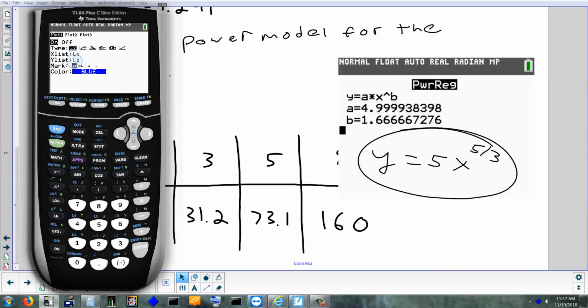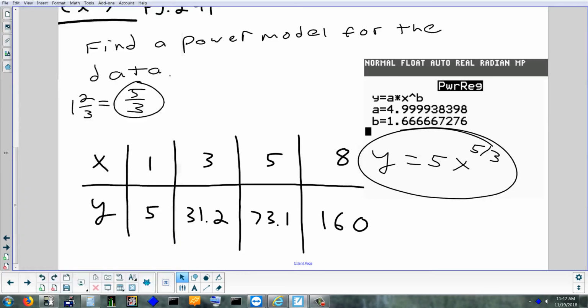The x's are in L1, the y's are in L2. I can also change what kind of dot it puts on the screen. Little boxes or plus signs. That doesn't matter. And I can change the color of the dots. Again, blue is fine. Okay, so now we've turned the scatter plot on. And notice plot 1 is highlighted. If you press y equals again, plot 1 is still highlighted, which means it's on.